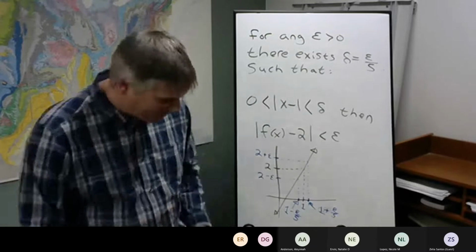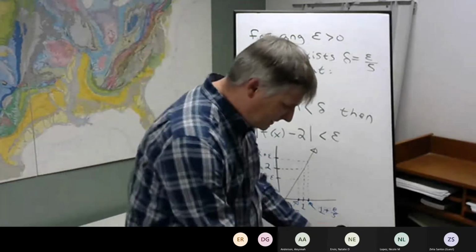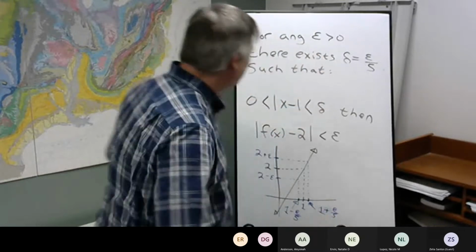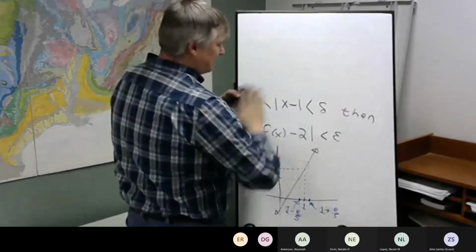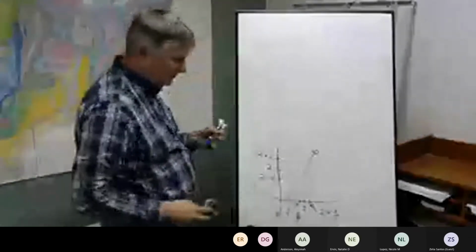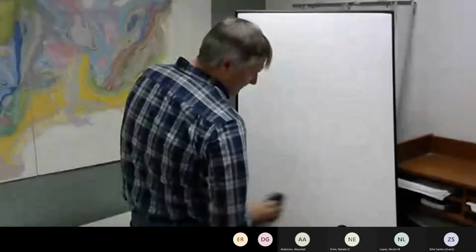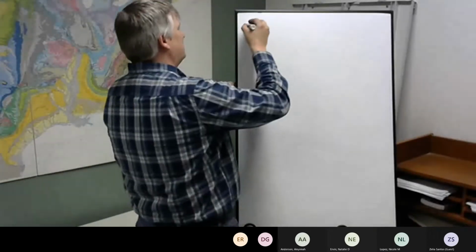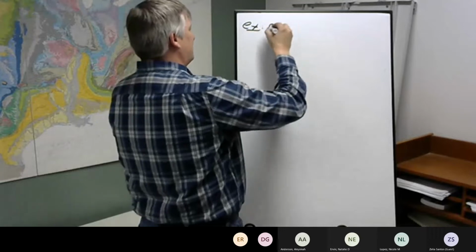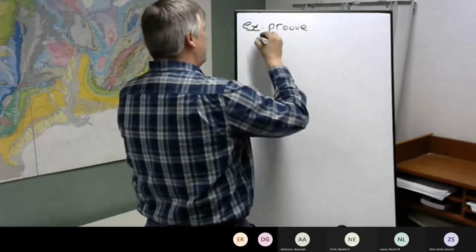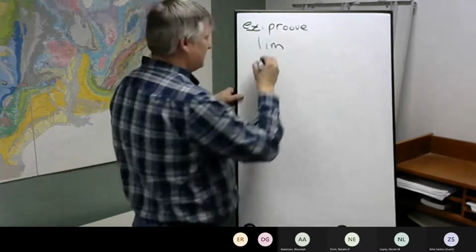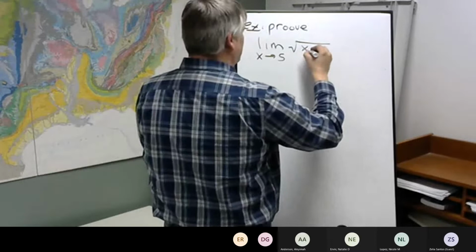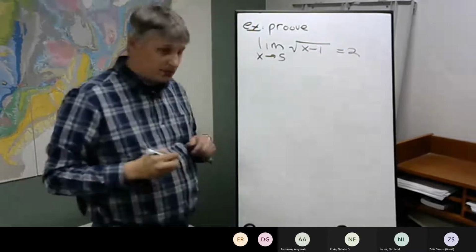All right, I'm going to do another one. Now this one uses a slightly different method. Now these take practice. They're kind of a logical sort of game, and they're kind of fun once you get the hang of them. But they do take practice. So let's say we have this. Prove that the limit as x goes to 5 of the square root of x minus 1 is equal to 2.